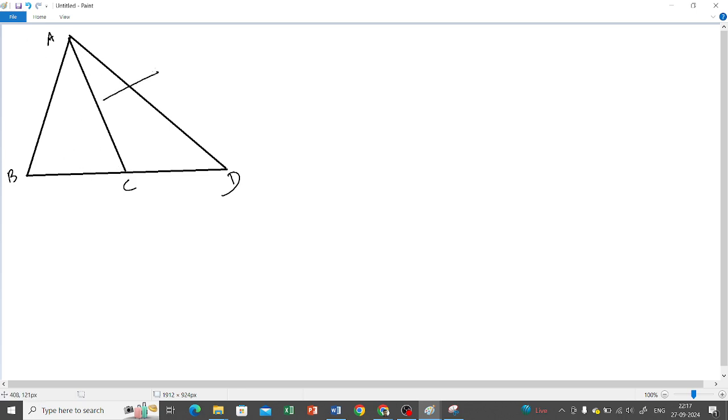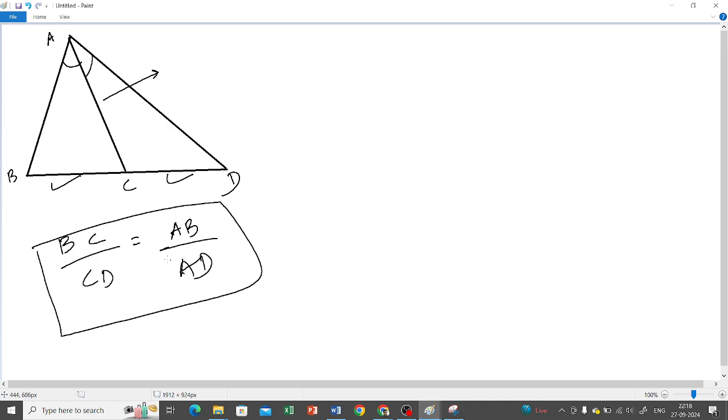So this AC is the angle bisector of angle A. According to BPT theorem, BC by CD is equal to AB by AD. Very, very important theorem. Remember, according to BPT theorem, BC by CD is equal to AB by AD.